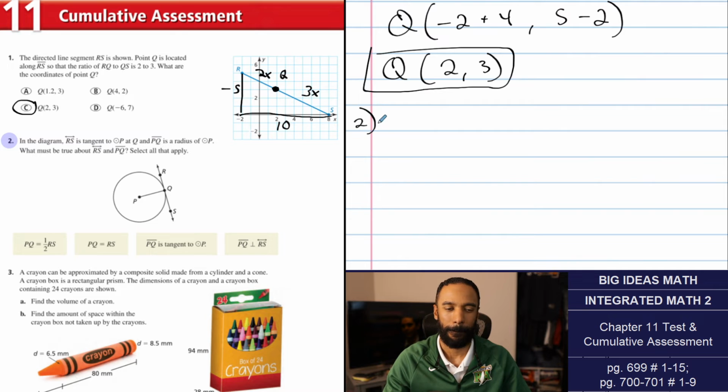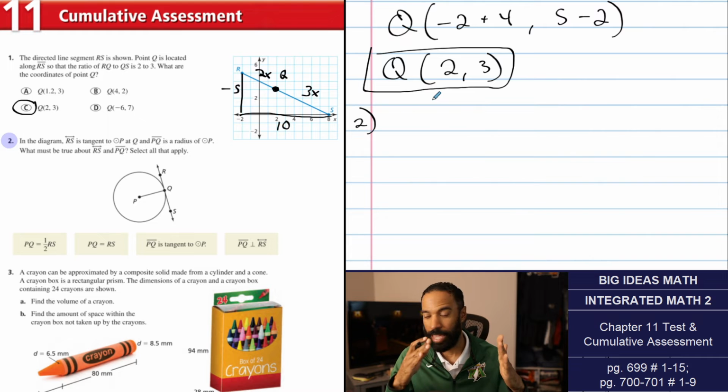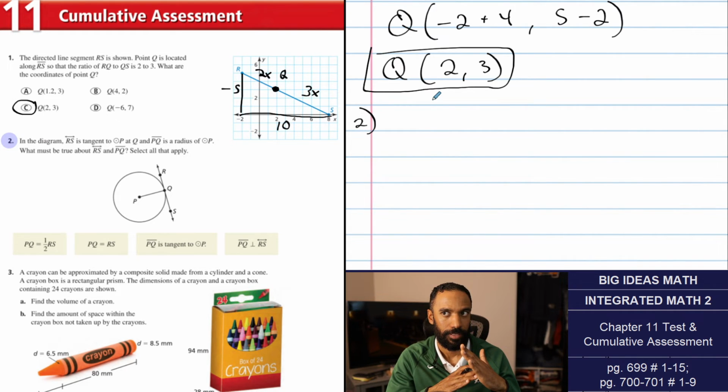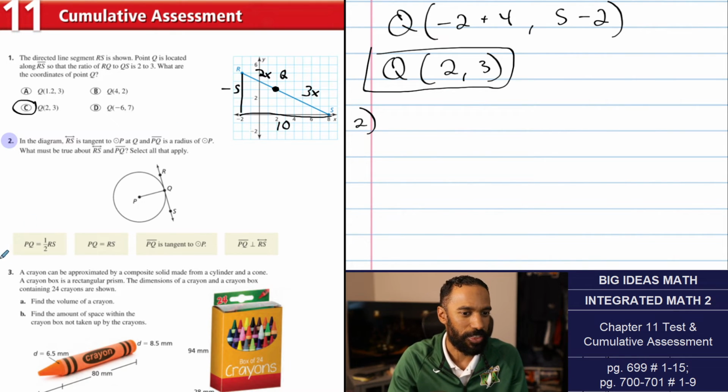Number 2. In the diagram, line RS is tangent to circle. This is chapter 10. Line RS is tangent to circle P at point Q, and PQ is a radius of circle P. What must be true about RS and PQ? Let me tell you what I know about them. They intersect at 90 degrees. And that's all I know. I don't know what else they're going to say. So select all that apply.